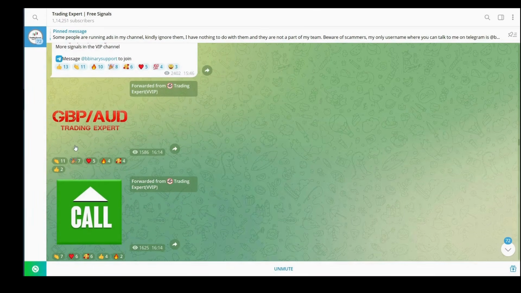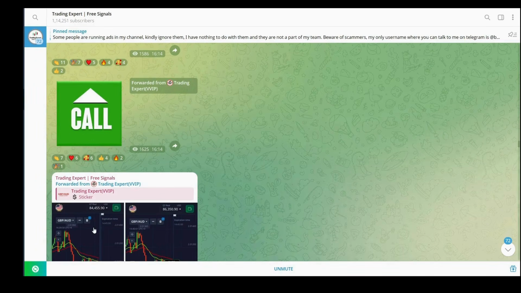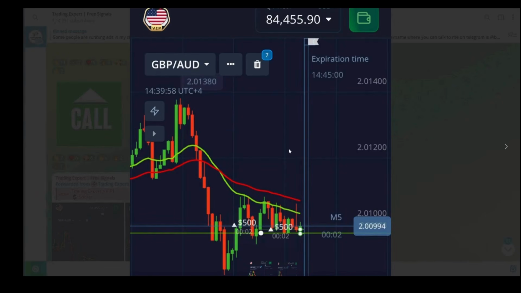Now let's move on to the second trade, which we provided in the VIP group, and this group is also free for now. The second trade was on GBPAUD for the call side. The logic behind this trade was the presence of a strong support level. You can see that the previous candle showed weakness before moving upward. That's why we provided a buy signal, and this trade was also a solid win.